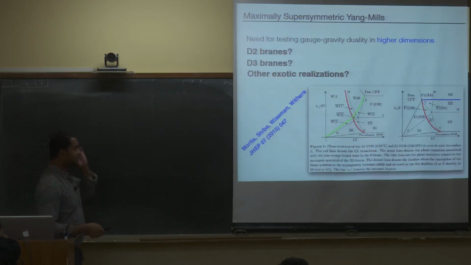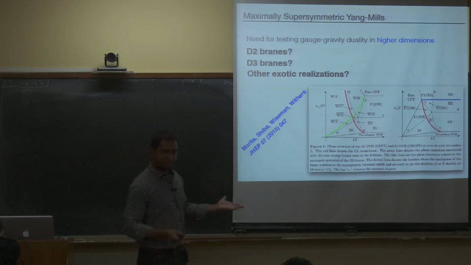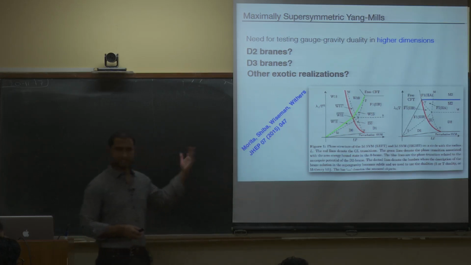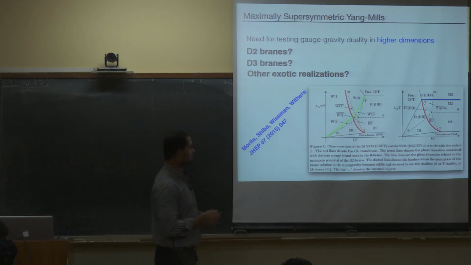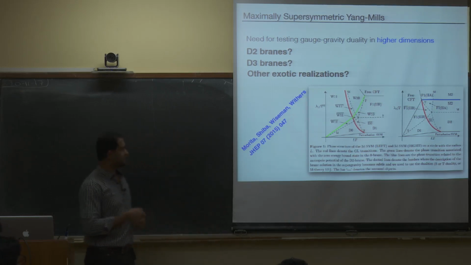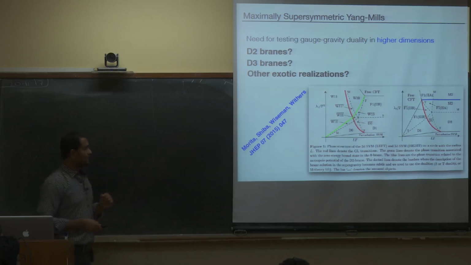All right, so then we can go to higher dimensions. This is just to give a motivation: what is there in higher dimensions? We can go to systems with D2 branes and other exotic realizations. This figure is taken from a paper with Morita, Shiba, Wiseman, and Withers. Here they talk about various phase transitions happening in the gauge theory in terms of two couplings, spatial and temporal.